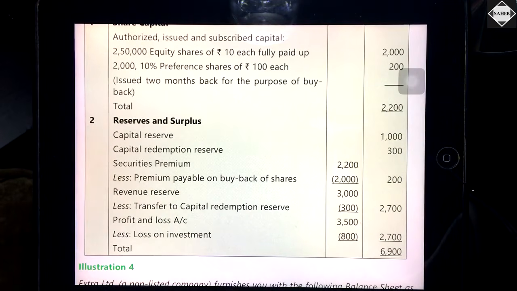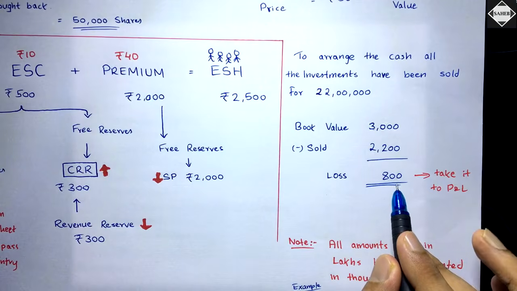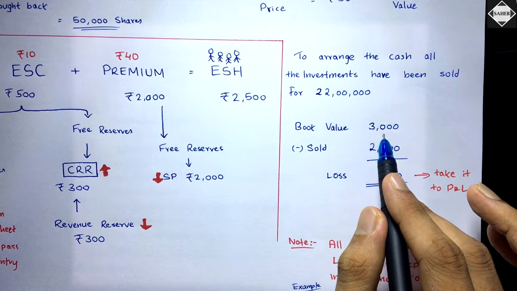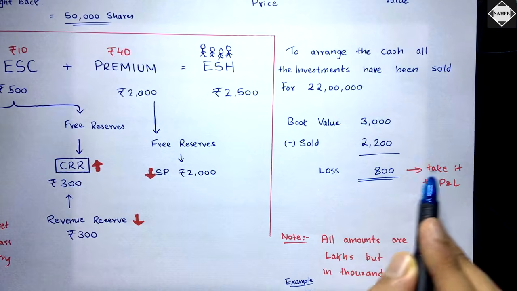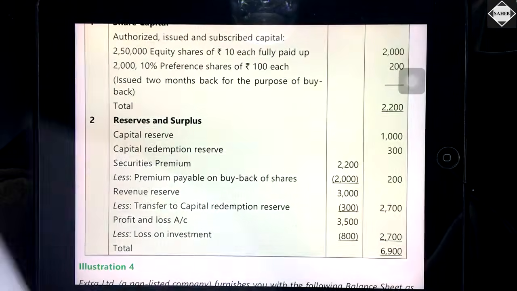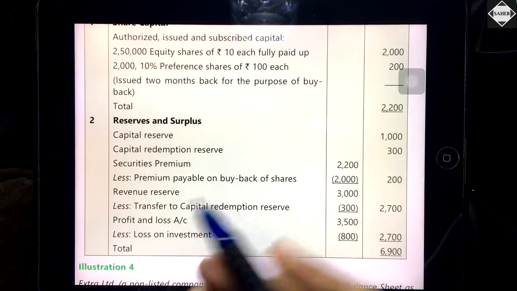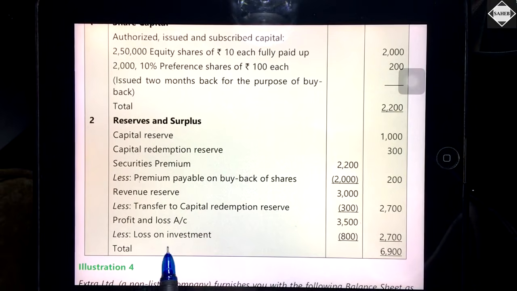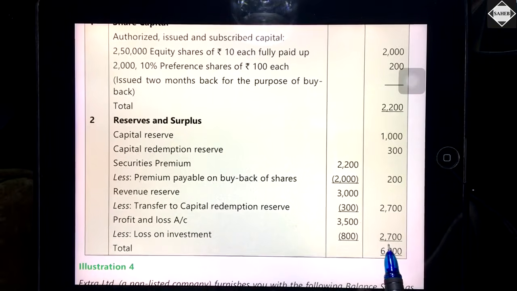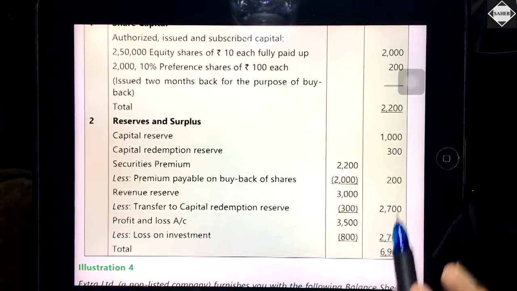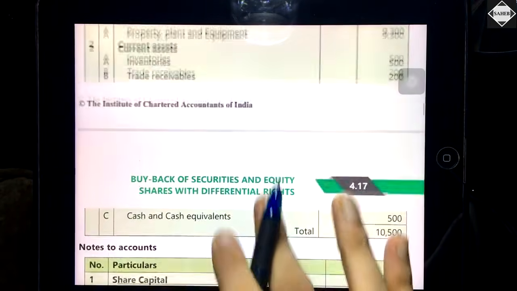So profit and loss we have utilized, haven't we? See, when we sold off the investment for 22 lakh, we sold it at a loss of 8 lakh because the book value was 30 lakh, right? So that loss of 8 lakh is to be adjusted in profit and loss. You have seen the journal entry also. We have debited the profit and loss, which means profit and loss is decreasing. You're utilizing that to write off that loss. So 35 lakh minus 8 lakh is equal to 27 lakh. Is that clear? If you add up all of this, that would be equal to 69 lakh. So that's reserves and surplus.